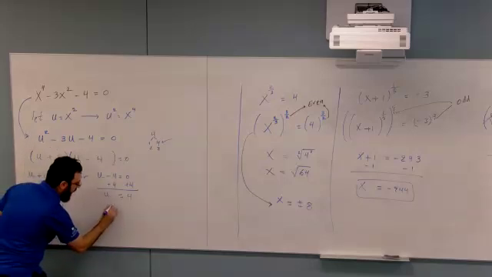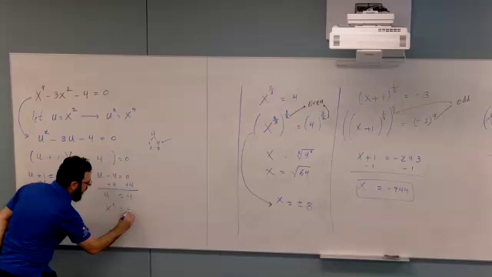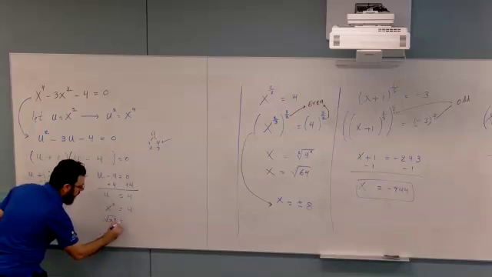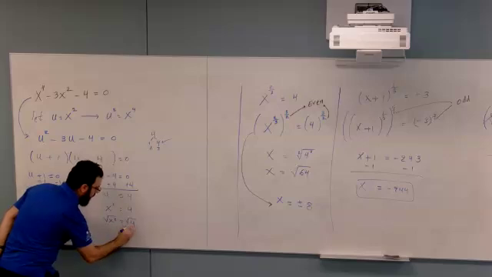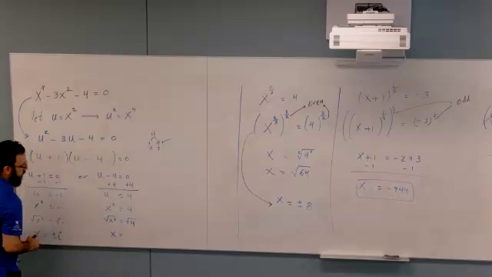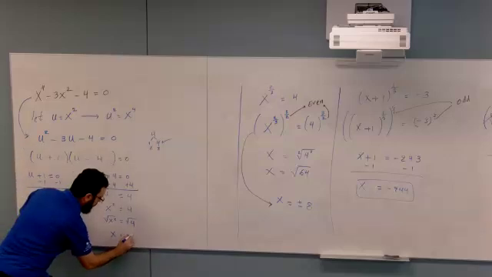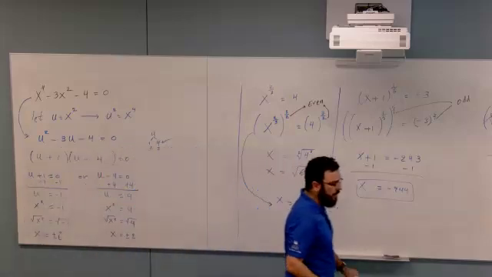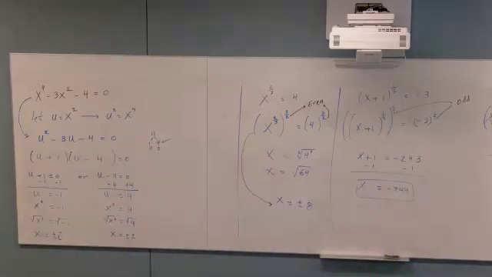Bring back x squared equals 4. Square root both sides. So x is going to be equal to plus or minus 2. Okay, so far? How many solutions do you have?